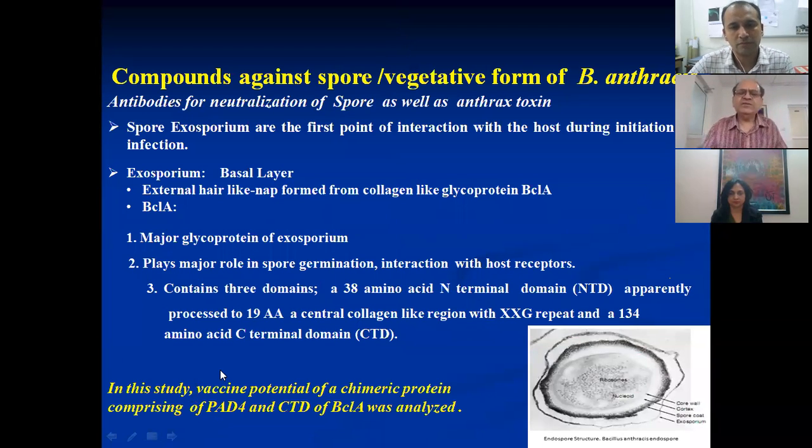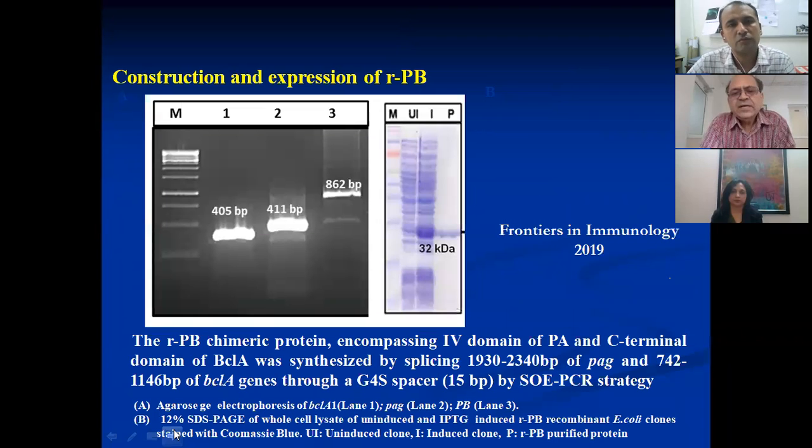Achha, there is one more work which we did. When this spore tries to enter the cell, there is a protein which is very much involved, BCLA. So we also took the BCLA gene, and next slide, we cloned it, expressed it, next slide, and made this molecule, so that if this molecule and protective antigen both are fused, we can make a protein which will make two kinds of antibodies, which will not allow spores to enter and which will not allow protective antigen to enter and take the toxin in. Next slide.